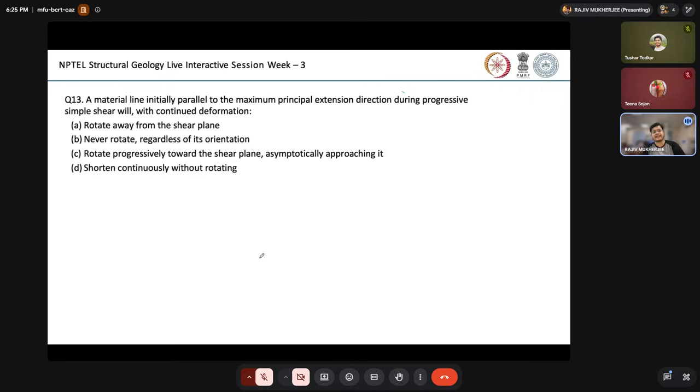A material line initially parallel to the maximum principal extension direction during progressive simple shear will, with continued deformation, rotate away from the shear plane, never rotate regardless of its orientation, rotate progressively towards the shear plane, asymptotically approaching it, and shorten continuously without rotating.